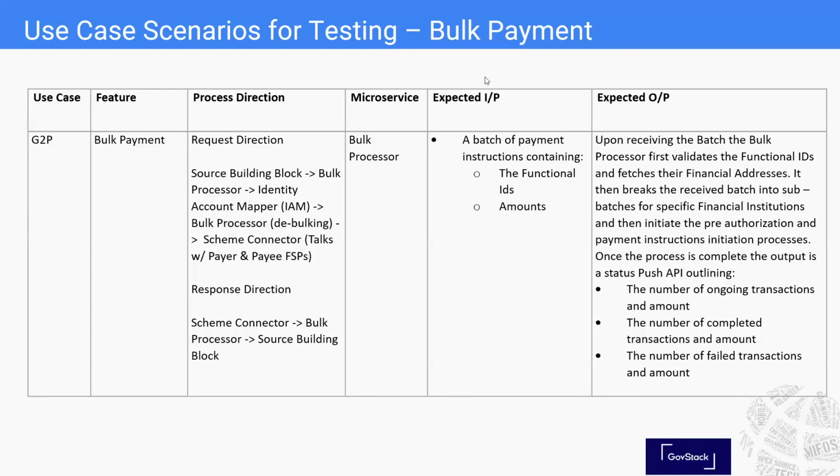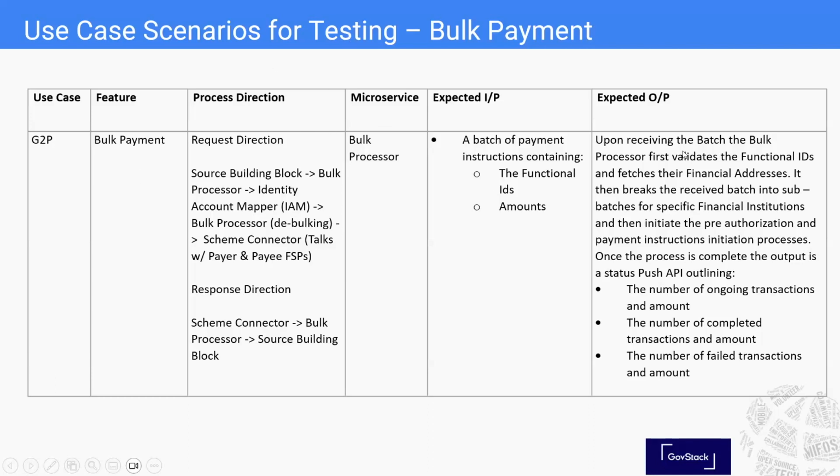It does not include any other information, because this is the point where all the information related to where the money has to go, and who the beneficiaries are and their financial information, is stored within the identity account mapper. All of those are internal processes of the payment hub, and therefore the external source building block does not need to know them. So this is how easy it makes it. And if we get time, I'll show you through the UI that this is just the information that has to be given for a bulk payment.